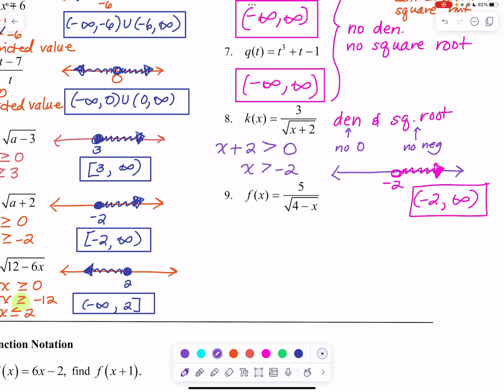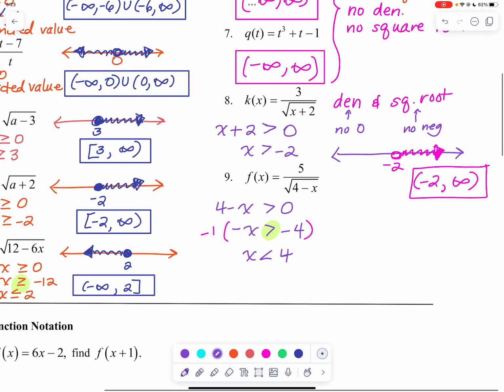Same thing here with number 9. 4 minus x needs to be positive. That takes care of the denominator and the square root. So we can't have a 0 in the denominator, and we can't have a square root with a negative. So let's subtract 4 from both sides, and now we're going to multiply by a negative 1, and of course we're going to have to reverse our sign, and we will have x is less than a positive 4 because we're multiplying by a negative.